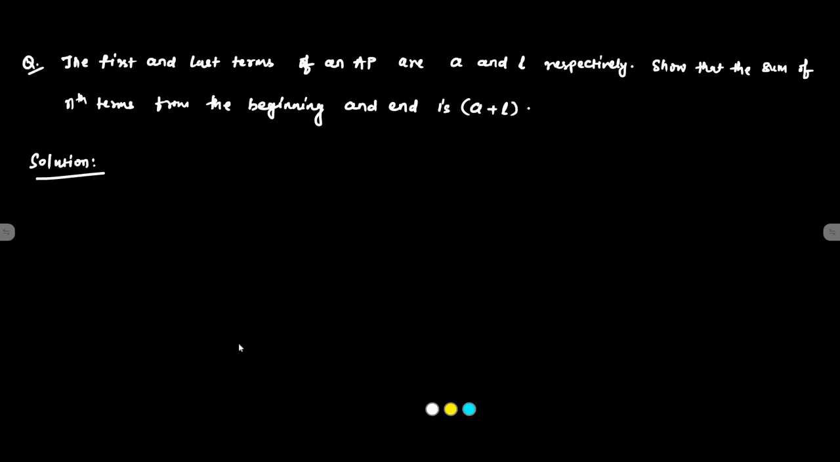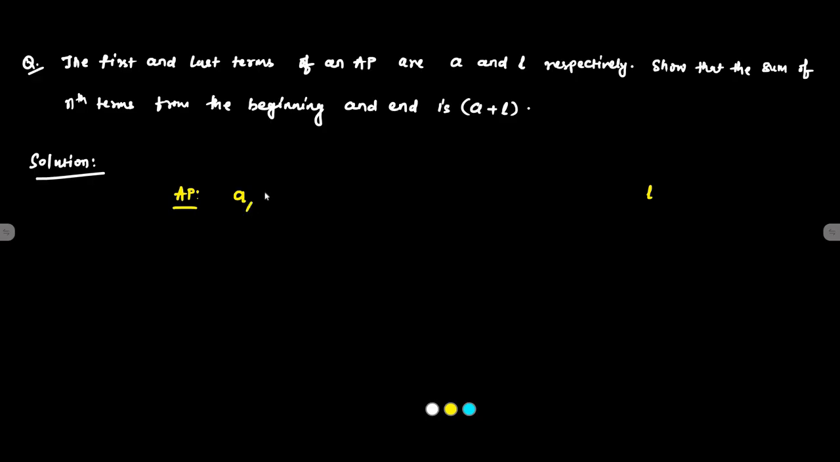So here is another question on the nth term of an AP from the end. It is given that the first and last terms of an arithmetic progression are small a and small l respectively. Show that the sum of the nth terms from the beginning and end is equal to a plus l. Here we have the arithmetic progression where the first term is equal to a and the last term is l.